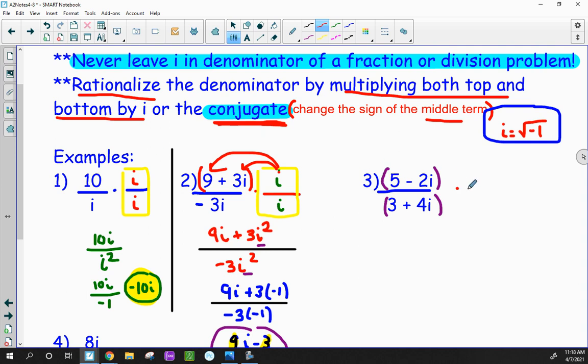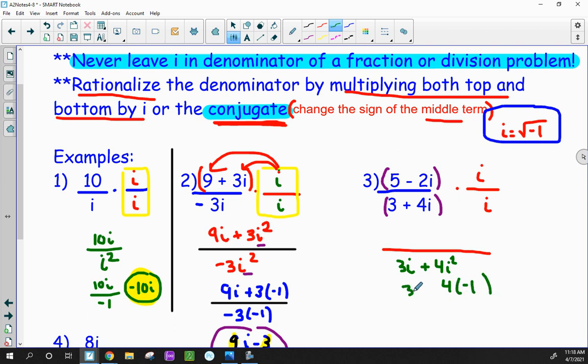Here is why. And this part I do not want you to write down. I'm just showing you why this will not work. The whole goal to rationalizing is, again, to get that i off the bottom. Notice if I think ahead, if I were to go to the bottom right now and multiply i times 3, I would get 3i. And multiply 4i times i, I would get 4i squared. Well, the i squared is going to change over to a negative 1.